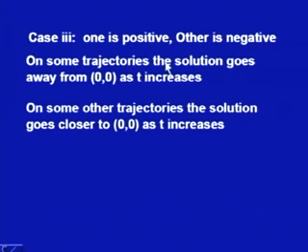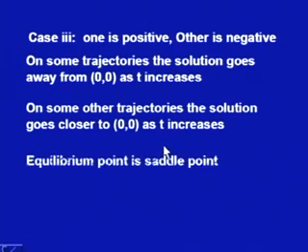In case 3, when one eigenvalue is positive and the other is negative, there are some trajectories where the solution goes away from (0, 0) as t increases, because the corresponding e^(lambda 1 t) increases, but on some other trajectories the solution goes closer to (0, 0) as t increases, because lambda 2 is negative, meaning e^(lambda 2 t) tends to 0 as t tends to infinity for negative lambda 2. So, there are some trajectories which will go close to 0, but there are some other trajectories where the solution goes away from (0, 0). In such a situation, we say that the equilibrium point is a saddle point.